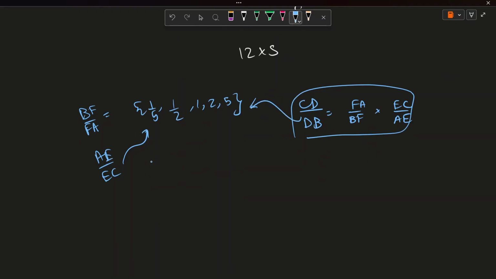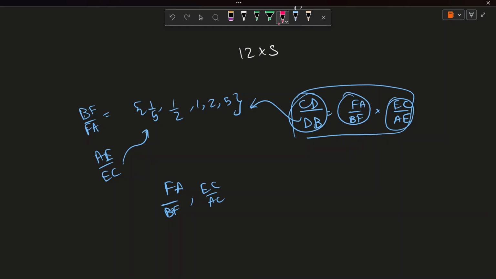So we need to multiply these two numbers, and notice that FA by BF and EC by AE also belong to this set, because they are reciprocals of these two, and if you reciprocate this whole set, you will get the same set back. So basically we need to multiply two elements of this set to get another element of the same set. We multiply these two elements and we get the third element of the same set.